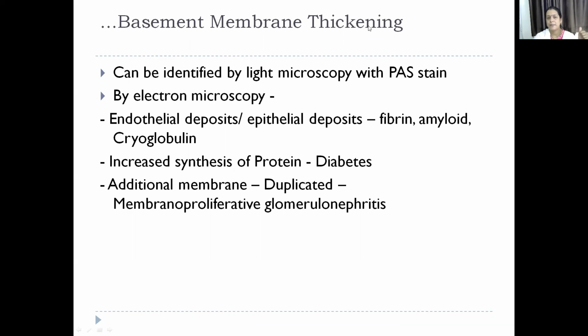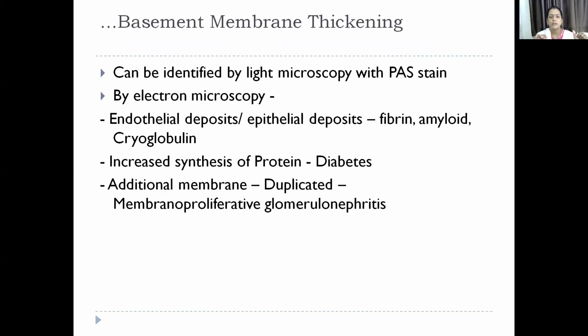The first one is hypercellularity, the mechanism of injury. The second one is the basement membrane thickening. How can you identify that first? By light microscopy with periodic acid-Schiff stain. Because of that you can identify whether it is thickened or not.